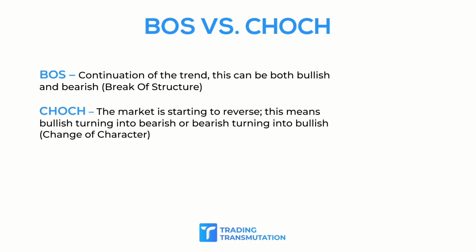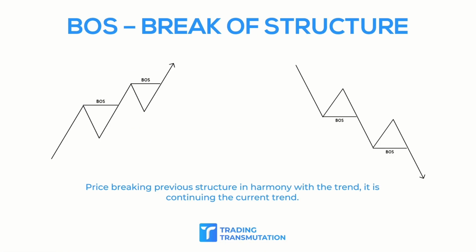Now, a change of character is something a bit different. This is when the market is starting to reverse, essentially a sign the market will reverse. This means bullish turning into bearish or bearish turning into bullish, also known as change of character. Now, if I quickly show you an example of what I previously showed you, again, price breaking previous structure in harmony with the trend is continuing the current trend. Again, this is a bullish trend and it's continuing that bullish trend. This is a bearish trend and it's continuing that bearish trend.